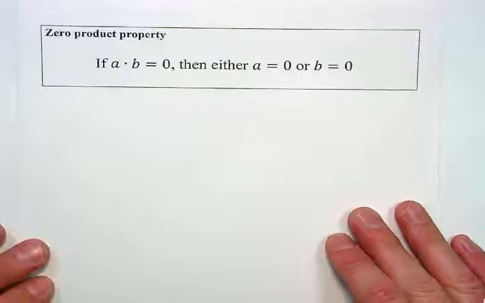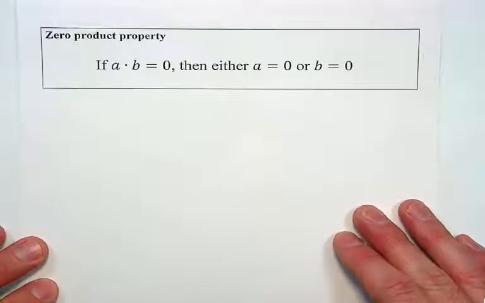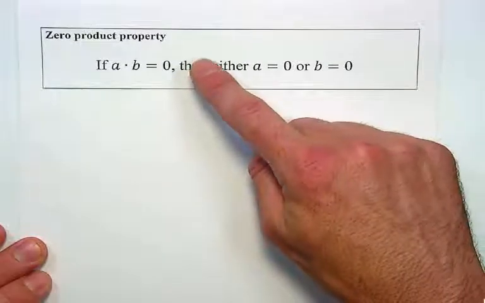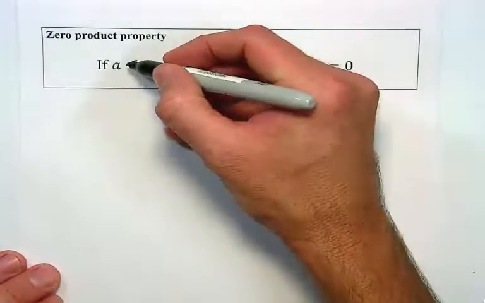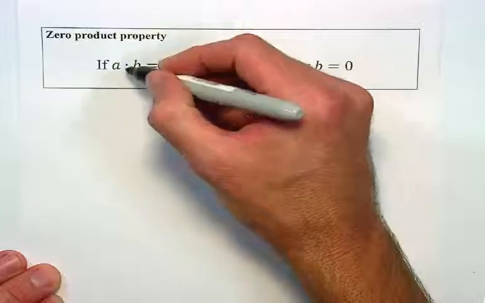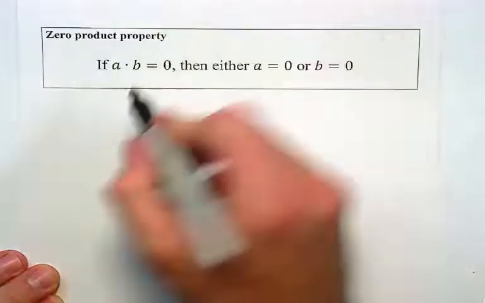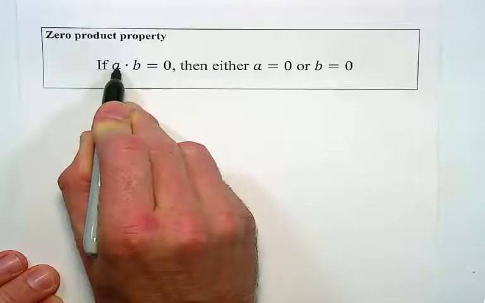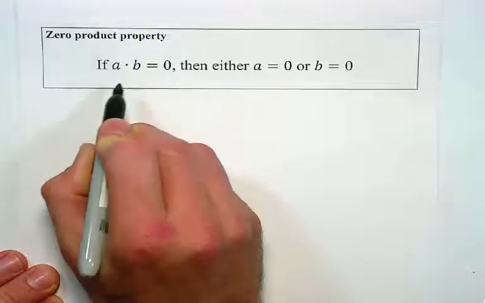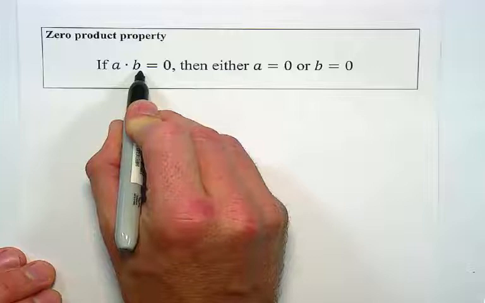That realization has a very famous name in mathematics. It's called the zero product property. If we have two numbers, A times B, and that product is equal to zero, one of those two things must be zero. Either the factor on the left, A, must be zero, or the factor on the right must be zero.